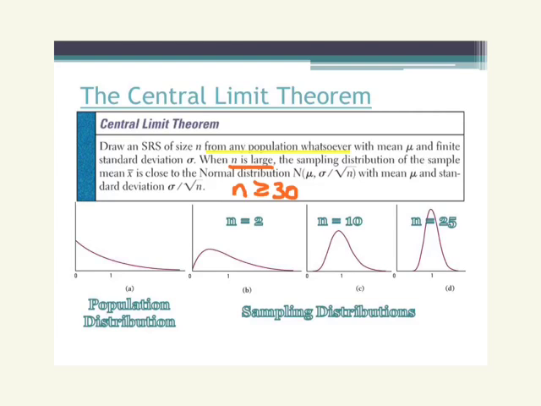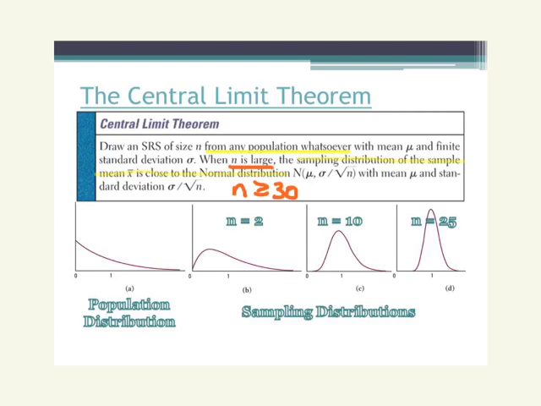So as long as n is large, what that tells us is that the sampling distribution is close to the normal distribution. And that's important. That, again, is critical as we move forward. So again, if n is large, the sampling distribution of the sample mean is close to the normal distribution. That's what we want to take away from the central limit theorem.